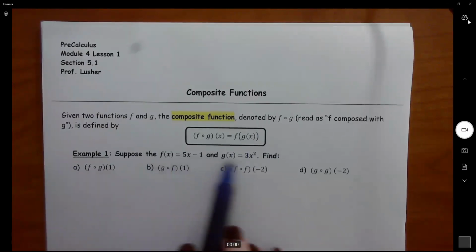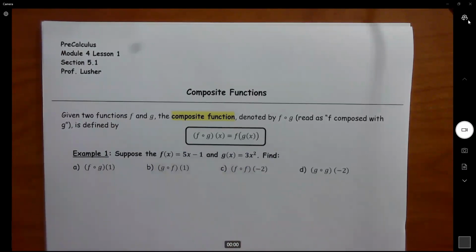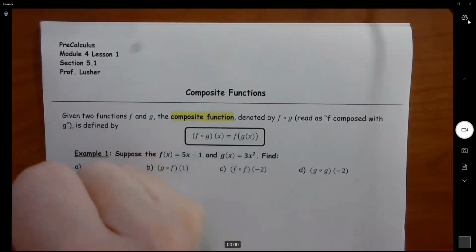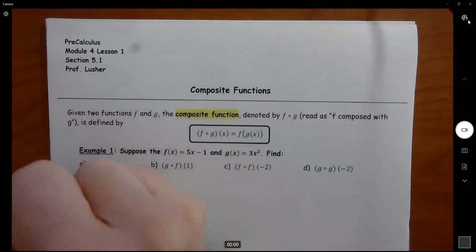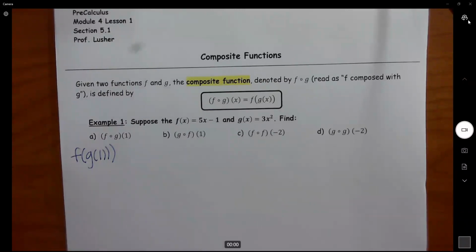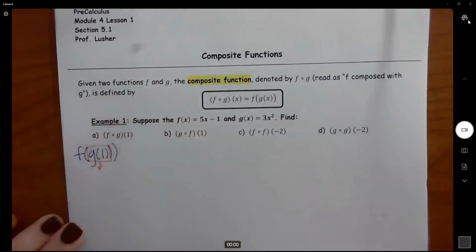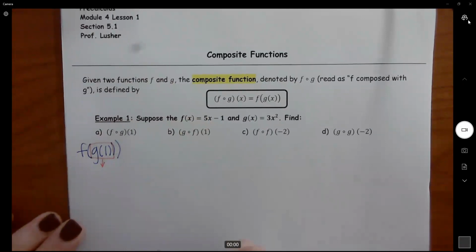So suppose we have our two functions, f(x) is 5x minus 1 and g(x) is 3x squared. We need to find the following. So if we have f(g(1)), this is f of g of 1. So we start with the inside and work our way out. So let's start with g of 1.